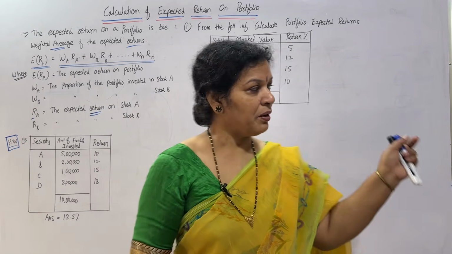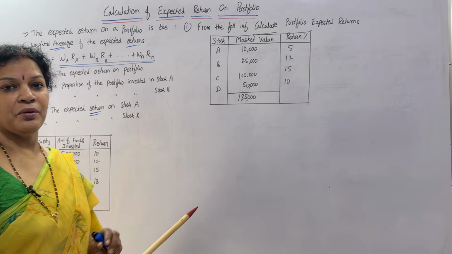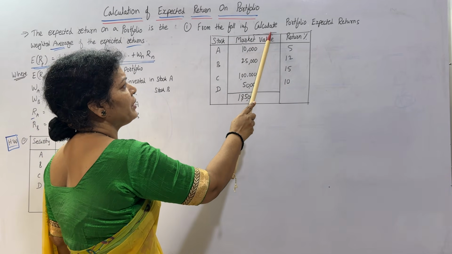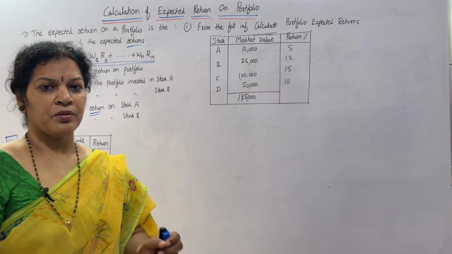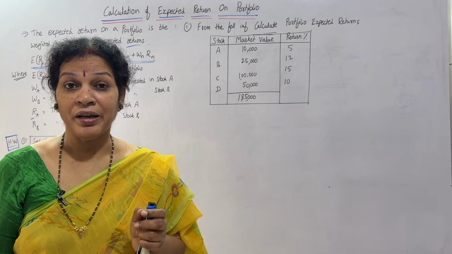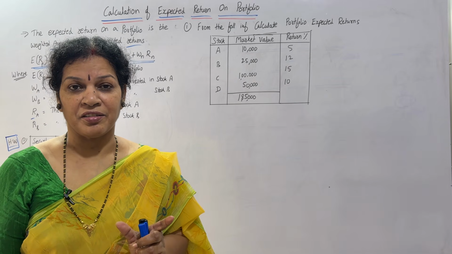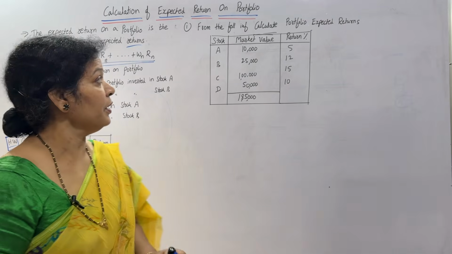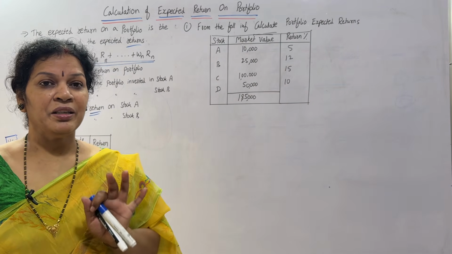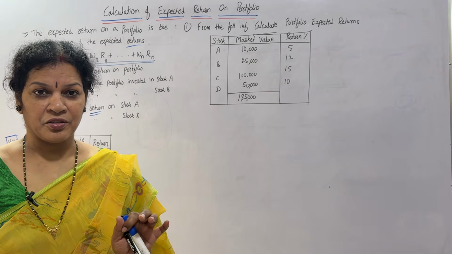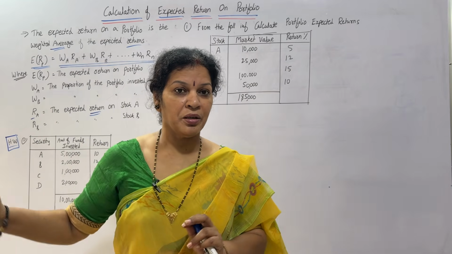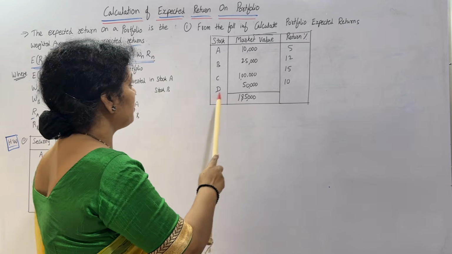This is a homework problem. We'll work out one problem, and after that I'll give you this homework problem. A simple problem: from the following information, calculate portfolio expected returns. This question will always be asked. Whenever they ask for expected returns, then only you have to take this formula. There are different methods, but the expected returns formula is this one. The problem is given like this.